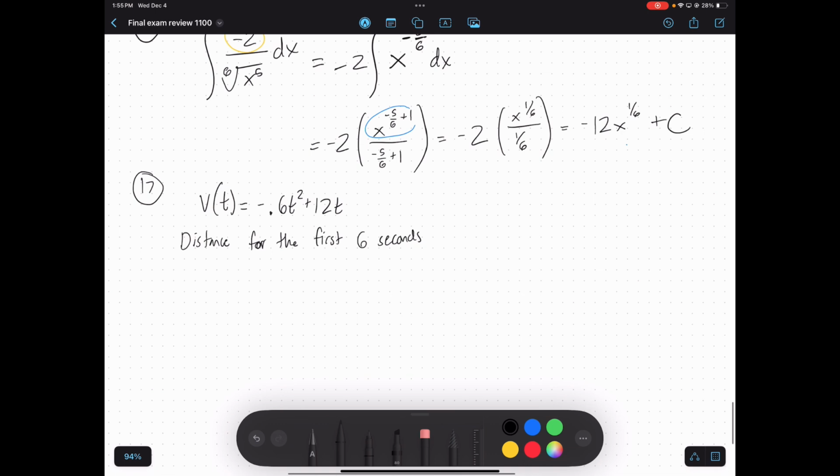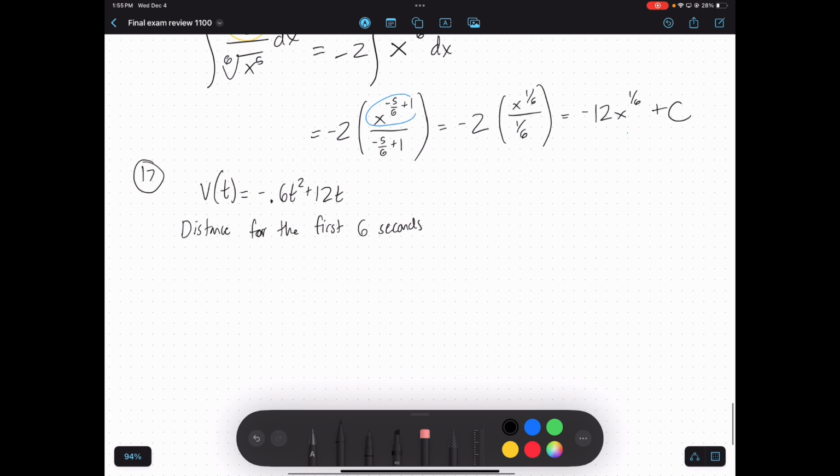So in our case, since it's asking for distance, we want to take the integral of this function in order to get it in terms of distance. Because, like we talked about before, velocity is the derivative of distance. So to go backwards, I have to take the antiderivative. What are my bounds? Or do I have bounds?